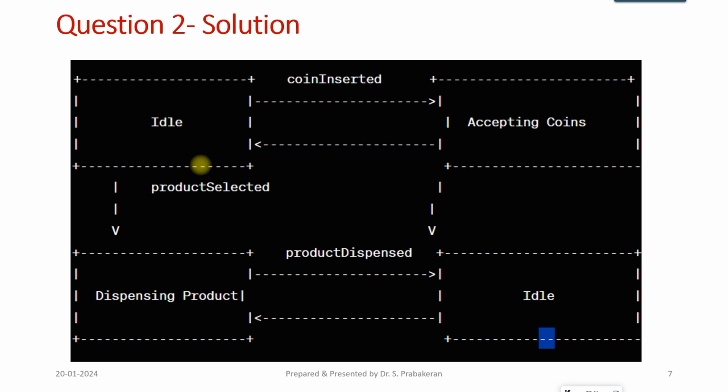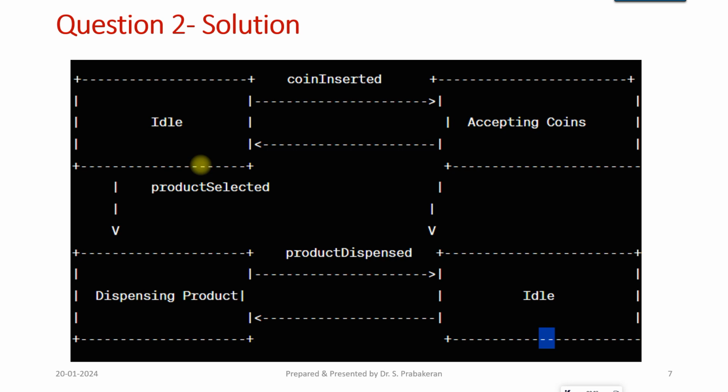Now after the product has been successfully dispensed, the vending machine transitions back to its idle state, ready for the next transaction. So basically it is like a chain reaction, it goes on and on. So this is the basic UML state chart diagram wherein we highlight some key points representing the states that are being used, the transitions that happen between the states, and the actions involved which trigger these transitions.